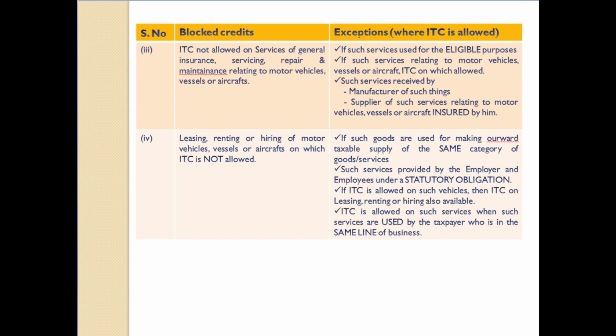And if such vehicles, aircraft or vessels are given on lease, rent or hire, ITC will be blocked unless it is used for making outward supply of the same category of goods or services, or if it is provided by the employer to the employee under statutory obligation. If ITC is allowed on such a thing, then ITC on rent or lease is also available. And if it is used by a taxpayer who is in the same line of business, then ITC is allowed, otherwise blocked.